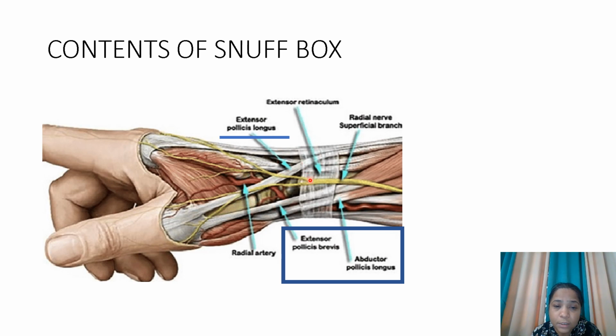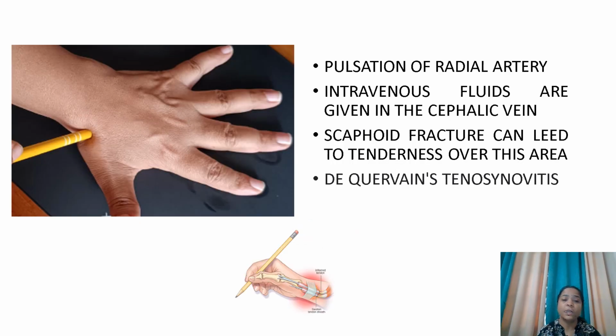This is the course of the radial artery: at the lower end of the radius, just above the styloid process, it moves onto the dorsal side of the hand, travelling through the anatomical snuff box. So the radial artery is one of the important contents of the anatomical snuff box. Besides this, in the roof we have already seen the cephalic vein and the superficial branch of the radial nerve, which are also contents of the anatomical snuff box.